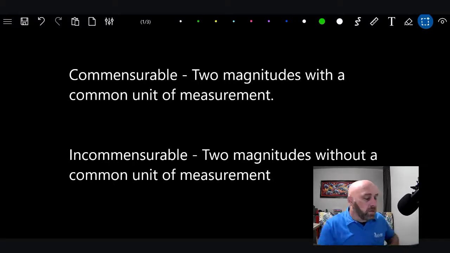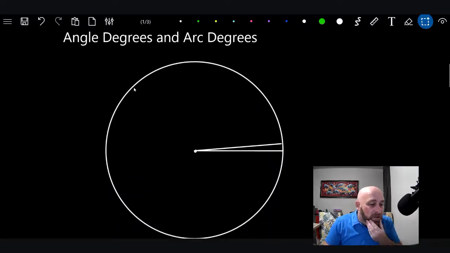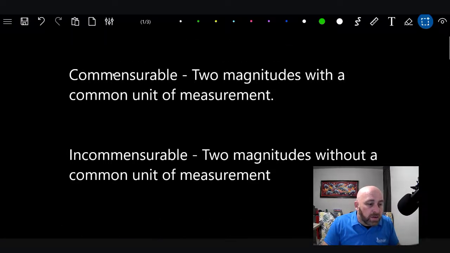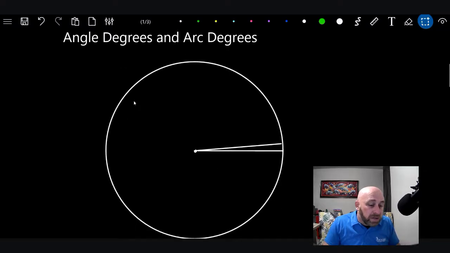With degrees, what mathematicians have done is divide degrees into angle degrees and arc degrees. They're different. This is like red apples and green apples, but they're both still apples. They're both still degrees, so they're commensurable. Mathematicians have done this so that we can measure circles in two different ways. We can measure the inside of the circle with degrees, or we can measure the outside of the circle with degrees.